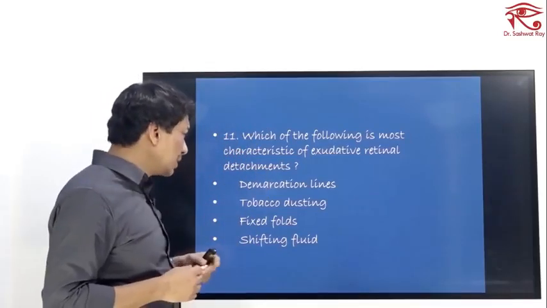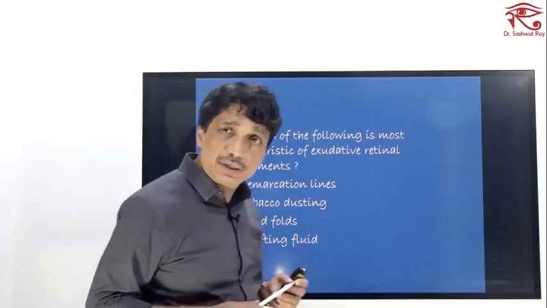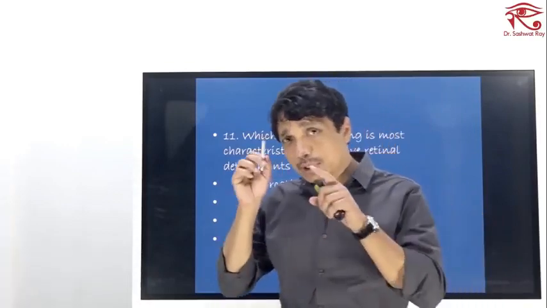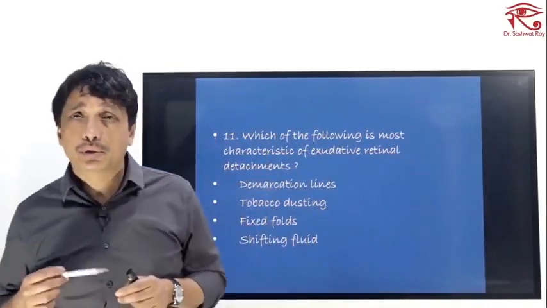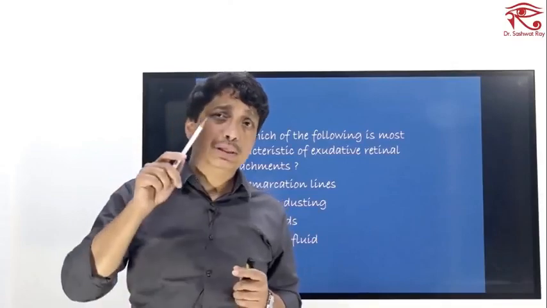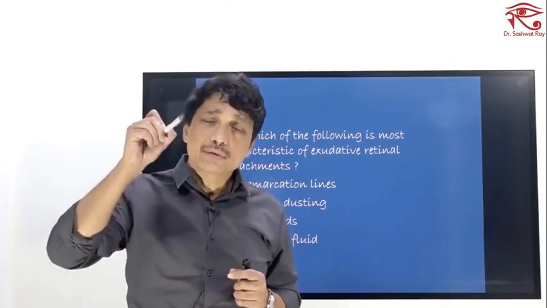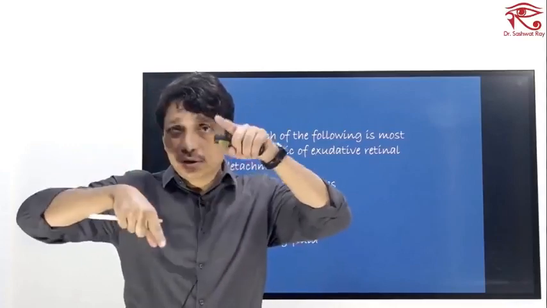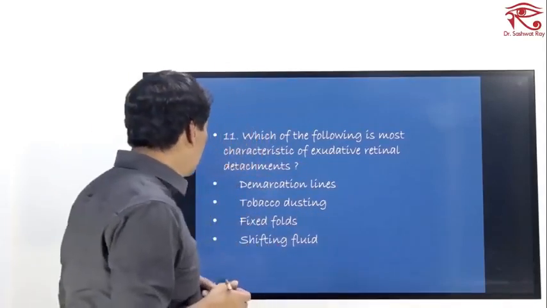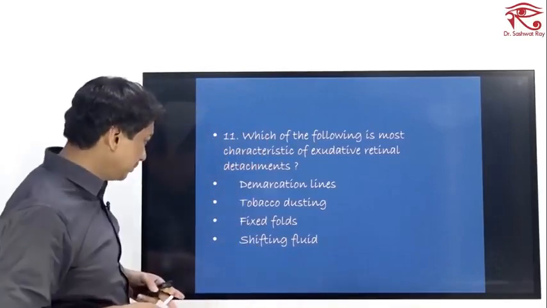The second is tobacco dusting. Tobacco dusting is the famous Shafer's sign, which is typically seen in rhegmatogenous retinal detachment. This is the only anterior segment finding that you can see with a slit lamp in a patient of rhegmatogenous retinal detachment. What you will see here is cells in the vitreous moving up and down like that. They call it tobacco dusting. They are a sign typically of rhegmatogenous retinal detachment.